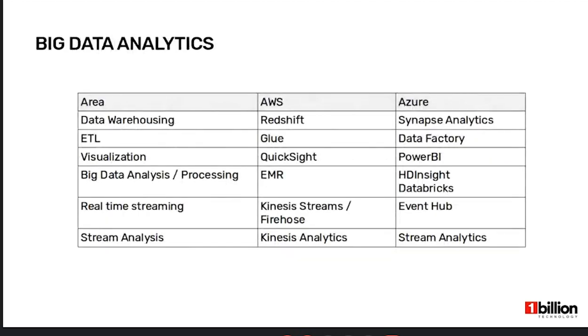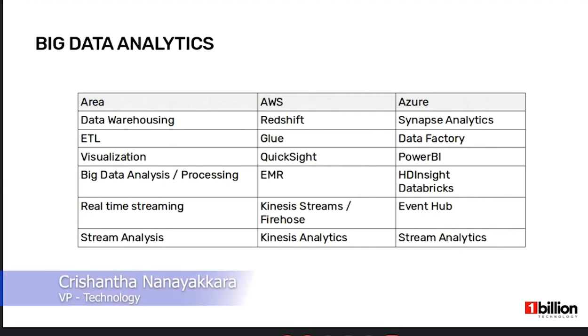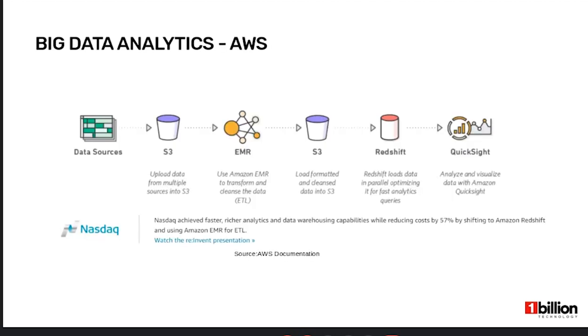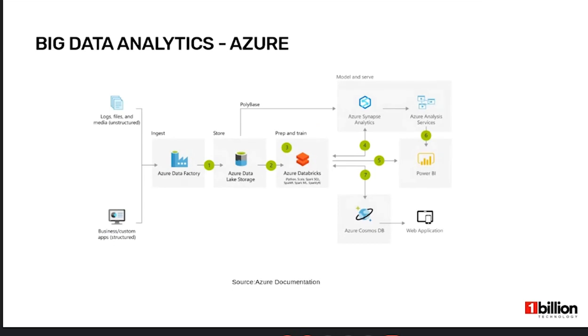Big data and big data analytics, you find these. I'm not going to detail them. You find a set of services similar to those in AWS. For example, data warehousing, you find Redshift in AWS and Synapse Analytics in Azure. Glue for ETL, Data Factory for Azure. QuickSight for AWS, Power BI for Azure. EMR for processing, HDInsight and Databricks for Azure. Kinesis for real-time streaming, Event Hub for Azure. Kinesis Analytics for AWS, Stream Analytics for Azure. So you can have a look later.